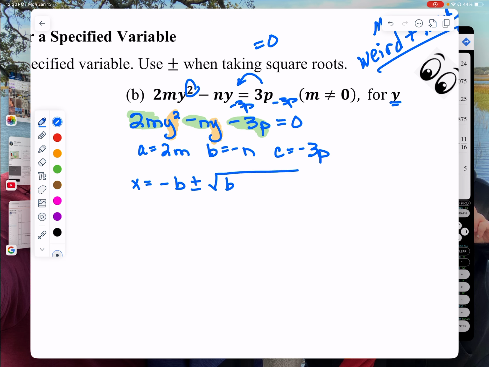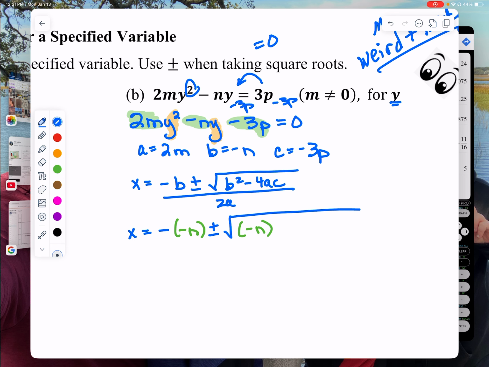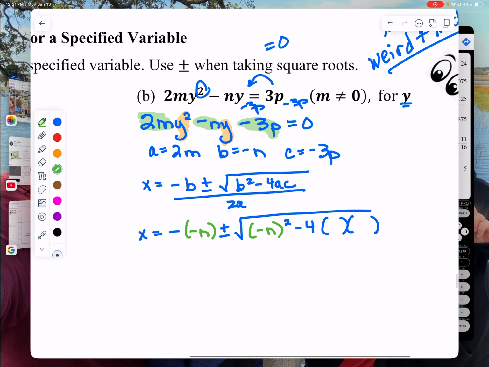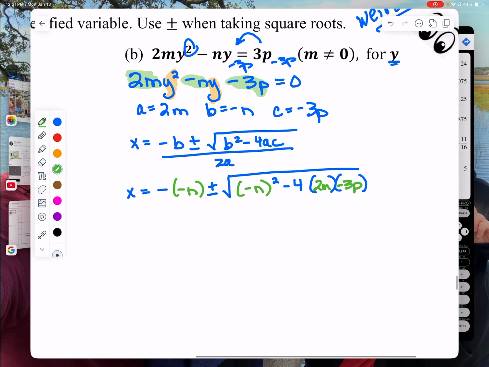Okay, so I'm going to write down the formula. Do you want me to sing it for you? x equals negative b plus or minus square root b squared minus 4ac all over 2a. Now I'm going to plug in my numbers. Let's see, b is negative n plus or minus, you just have to be really careful when you're doing this, negative n squared minus 4ac, and my a was 2m, and my c is minus, whoops, I almost forgot my minus 3p, all over 2a, and my a is 2m.